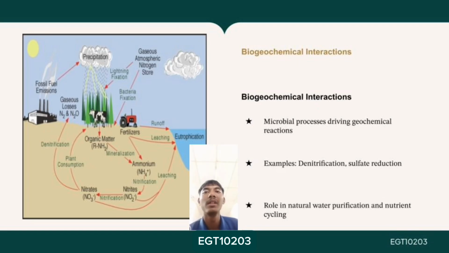For example, in denitrification, bacteria convert nitrates in the soil or water into nitrogen gas, which is then released into the atmosphere. In another process called sulfate reduction, microbes convert sulfate into hydrogen sulfide under low oxygen conditions. These reactions may sound simple, but they are crucial for maintaining environmental balance.